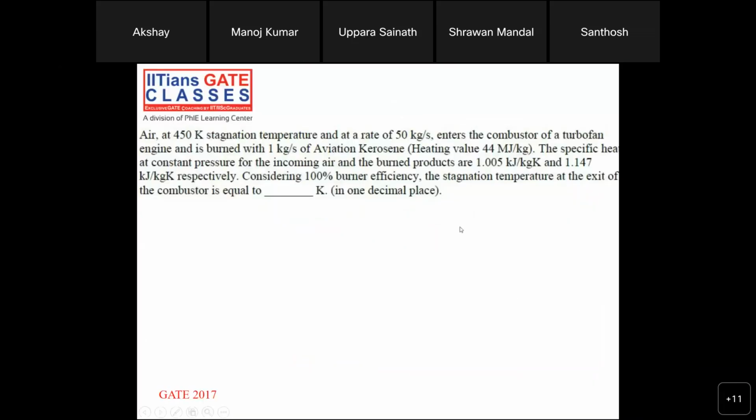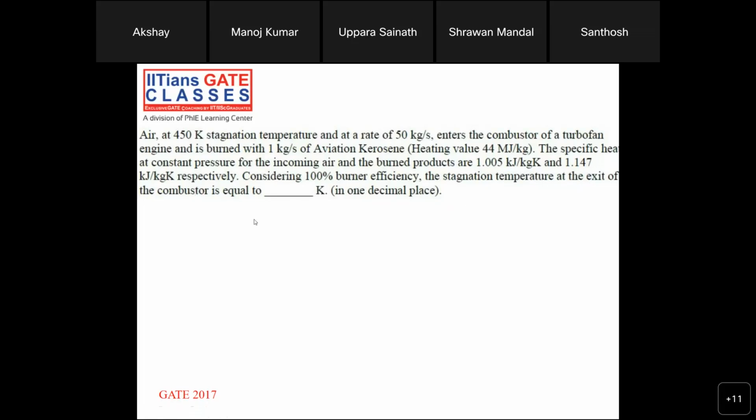Okay, so this is the question: air at 450 Kelvin stagnation temperature and at a rate of 50 kg per second enters the combustor of a turbofan engine and is burned with 1 kg per second of aviation kerosene, with a heating value given as 44 megajoules per kg. The specific heat at constant pressure, that is Cp, for the incoming air and the burnt products are given, Cp of air and Cp of gas, as 1005 and 1147 joules per kg Kelvin. Units are important. Considering 100% burner efficiency, the stagnation temperature at the exit of the combustor is equal to.